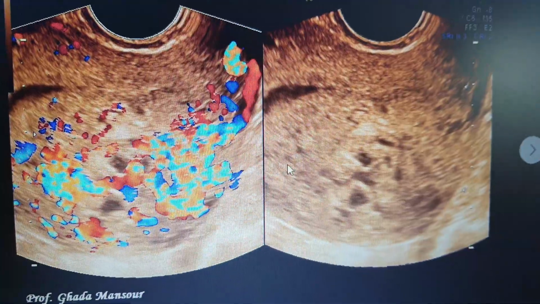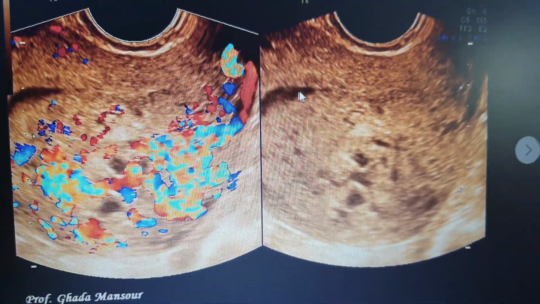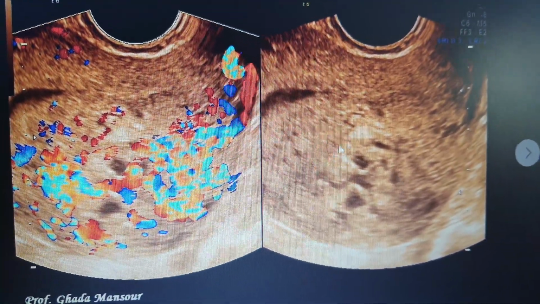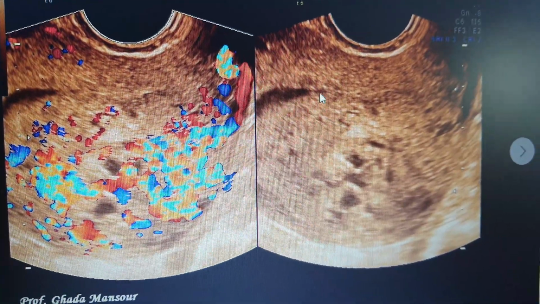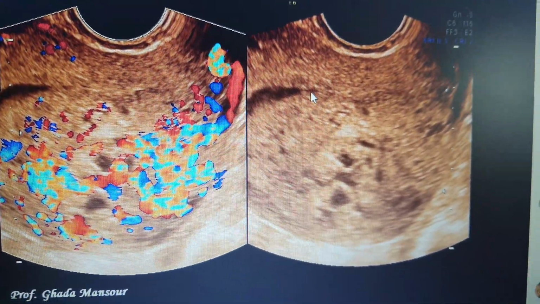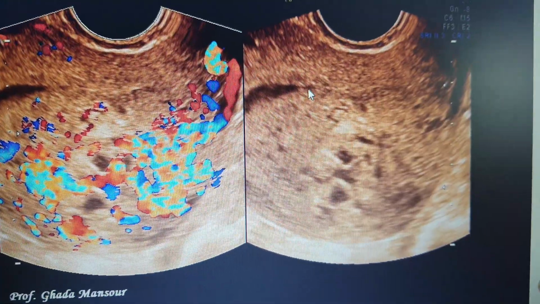So you should know where is the endometrium. This is the endometrium and the endometrial cavity, and so this area is in the myometrium, not in the endometrium. And so the false impression here was that there is still products of conception. That was one of the impressions.